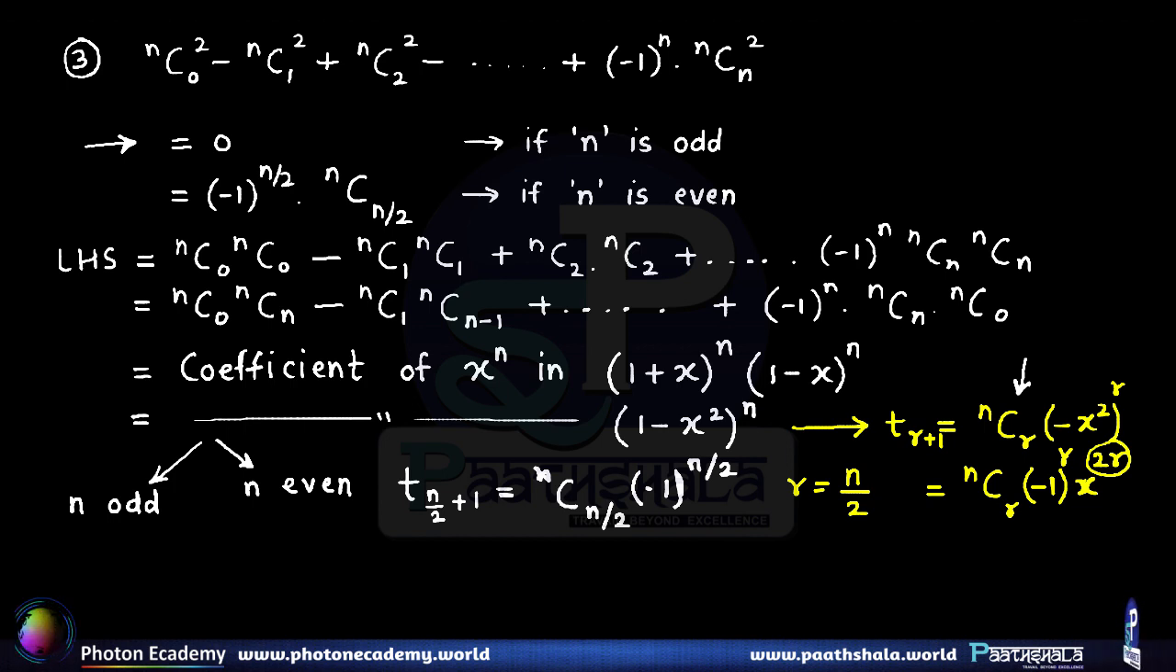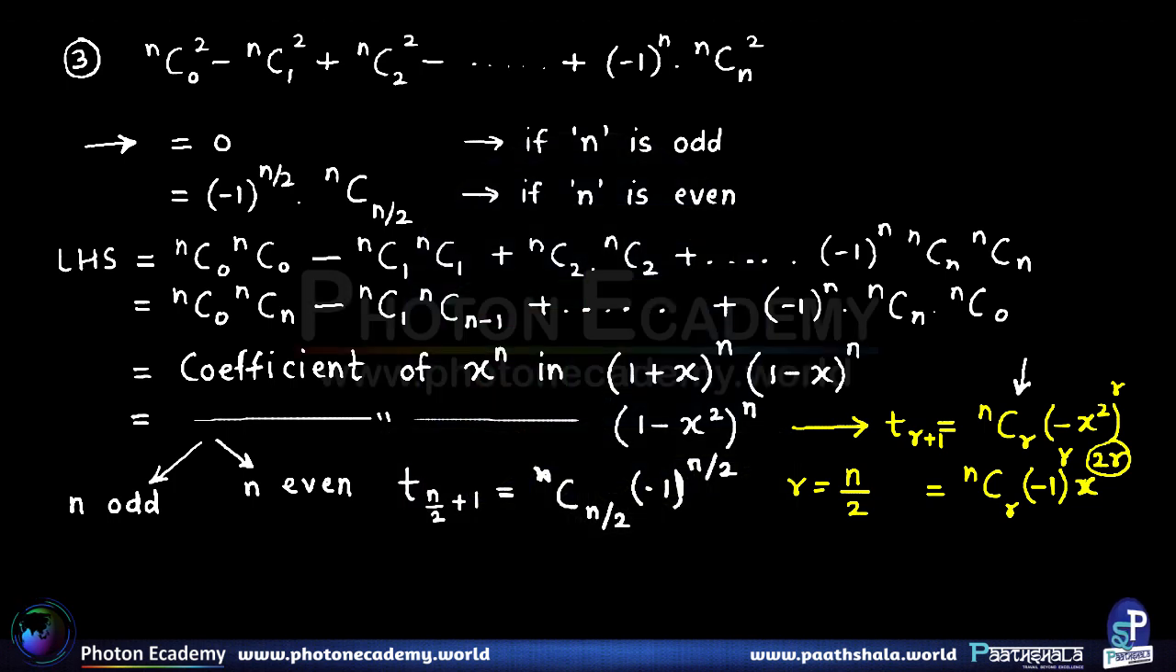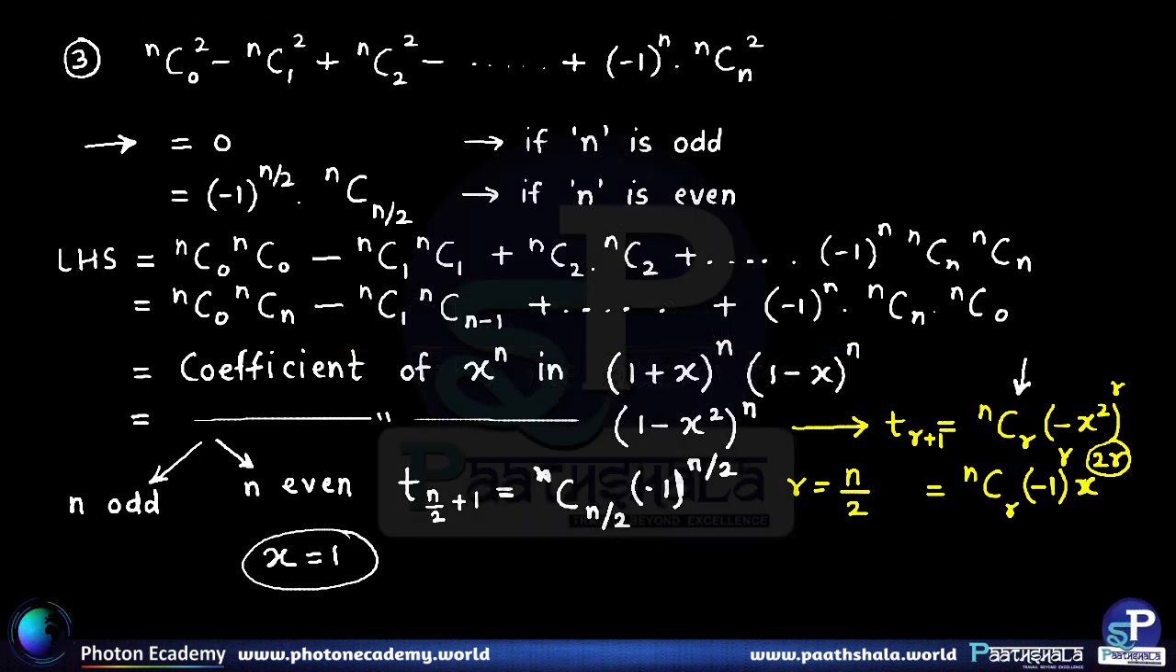But now what we are going to do is, as we have done in previous cases, we are going to substitute x equal to 1 so that we don't have any variable term and we can easily evaluate the required expression. So therefore finally we get, if n is odd then the required expression is equal to 0, whereas when n is even then the required expression reduces to nC(n by 2) into minus 1 raised to n by 2, which is the other required case.